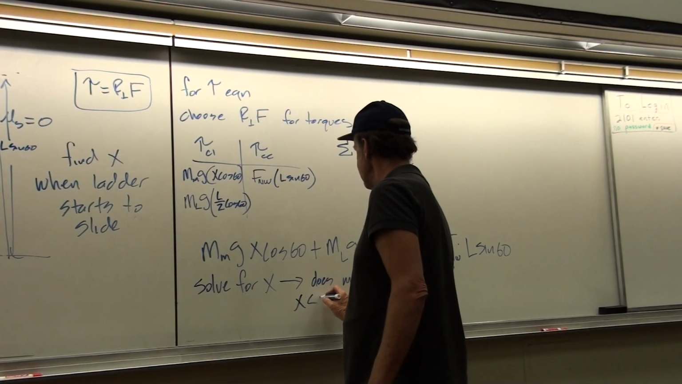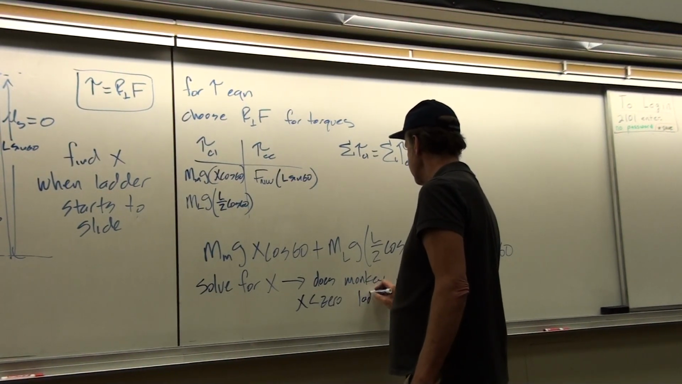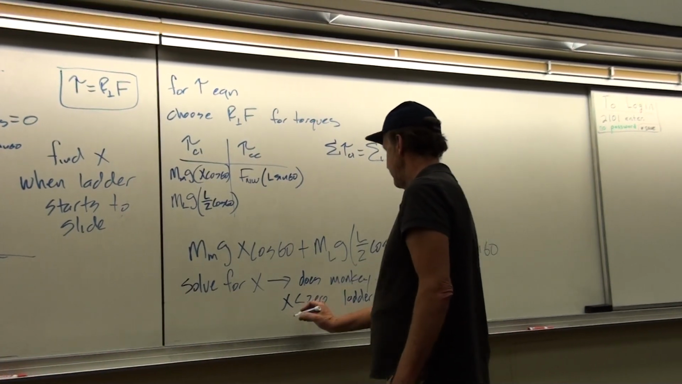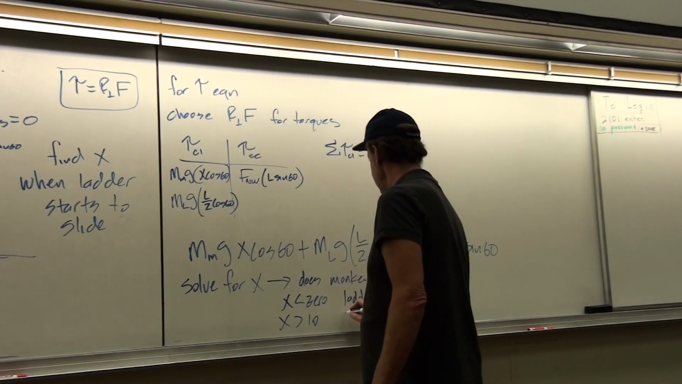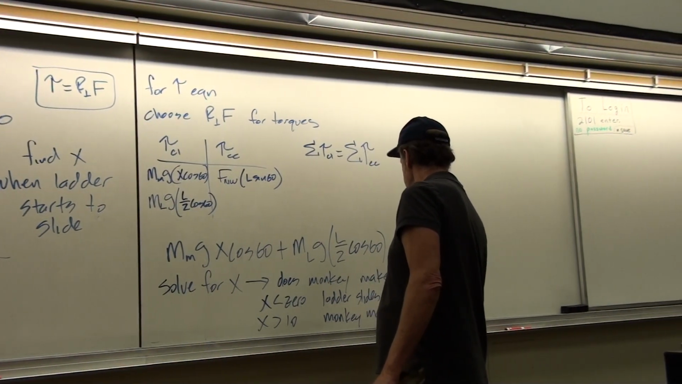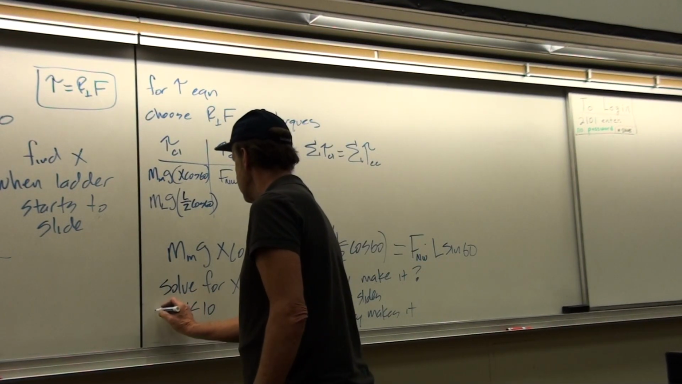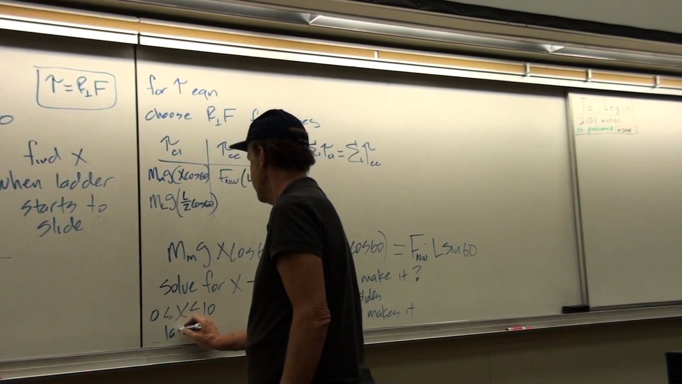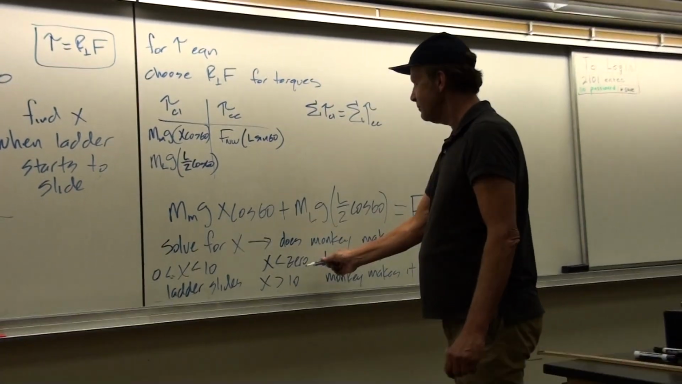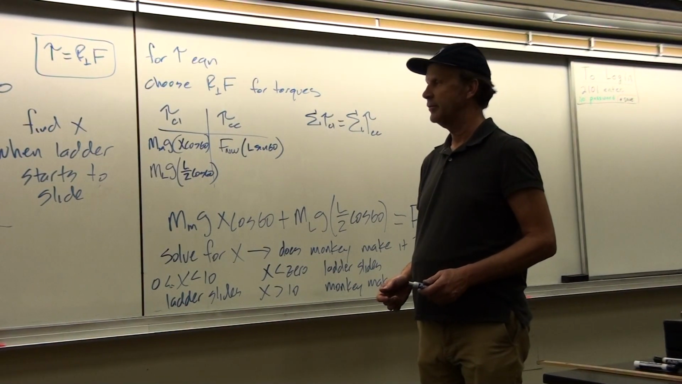If x is less than 0, then the ladder slides without the monkey at all. It slides before the monkey even gets there. If x is greater than 10, the monkey makes it. But if x is less than 10, greater than 0, then the ladder slides at that point. So if the monkey doesn't make it, I'd like you to find the value for x and tell me what that value is.